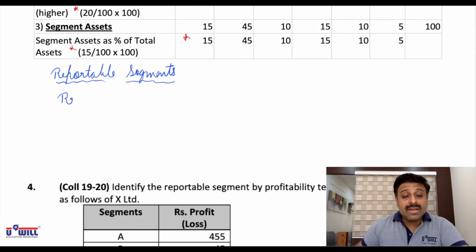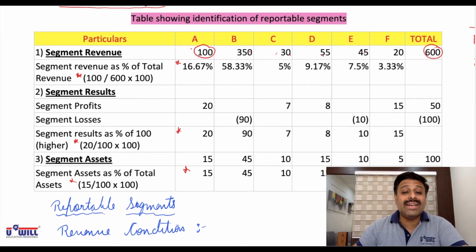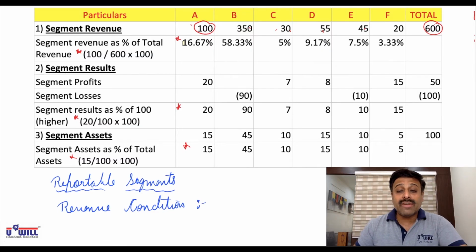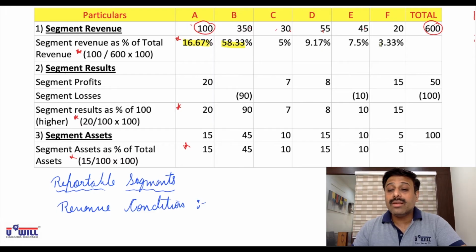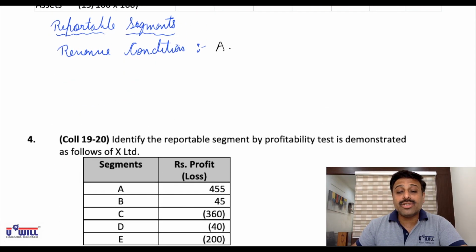First, as per the revenue condition, which are the reportable segments, which all have more than 10%, because the condition is the revenue of segment must be at least 10% of total revenues. Which all have more than 10%? A, B, yes, only A and B. So which are the reportable segments as per revenue condition? A and B.